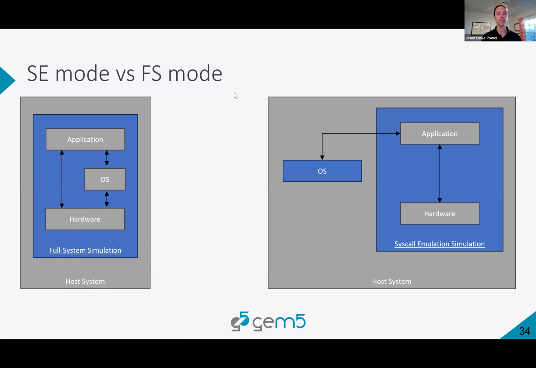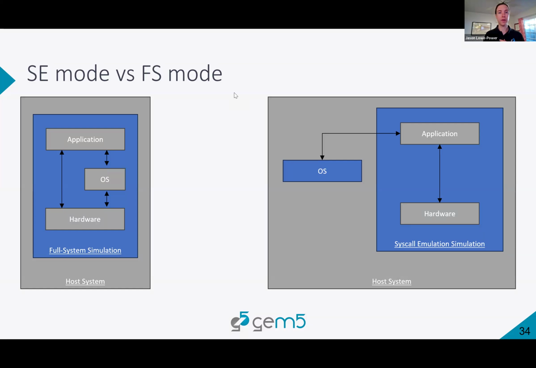Okay, so SE mode versus FS mode. On the left-hand side, we have full system simulation. In this case, everything is running in gem5. So the operating system is the Linux kernel. We're executing instruction by instruction of the Linux kernel in the simulated system. This is also similar to, say, QEMU, where all of the guest is running, where you have a whole guest running inside the emulation environment.